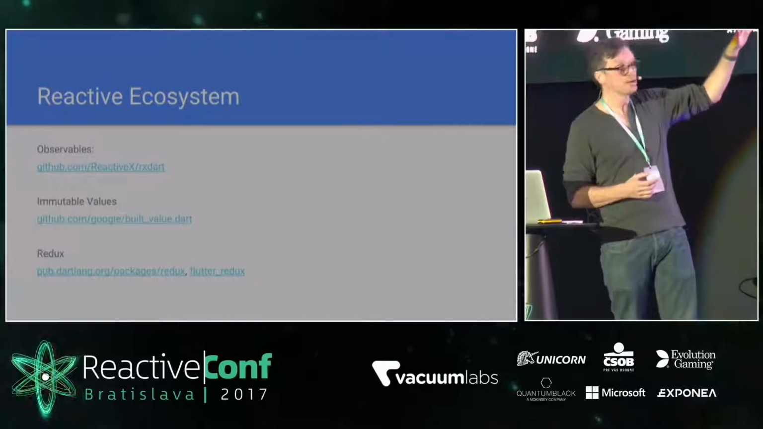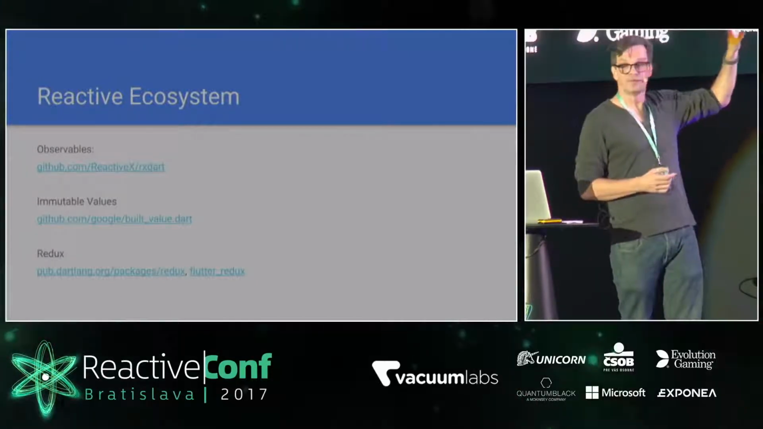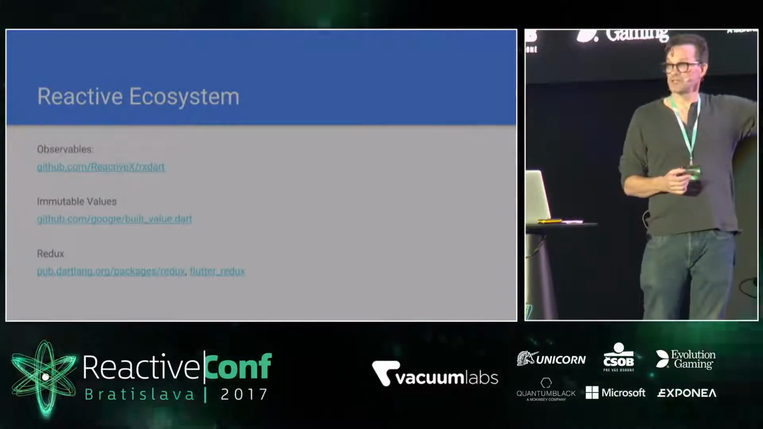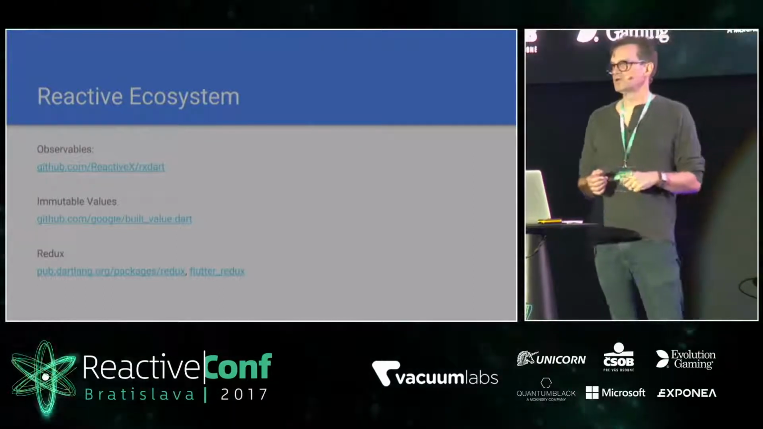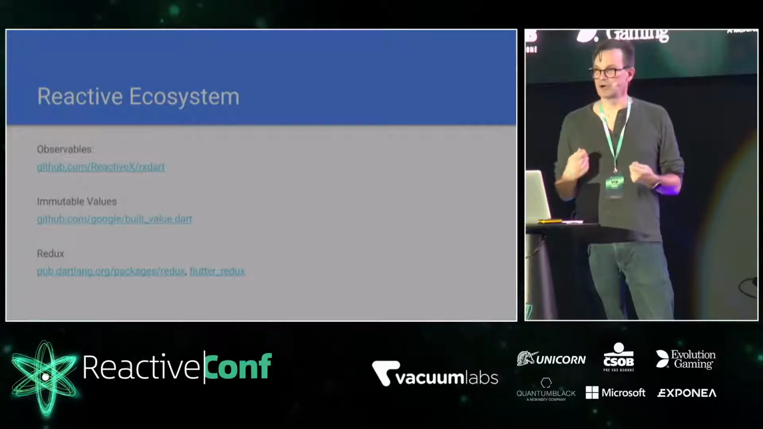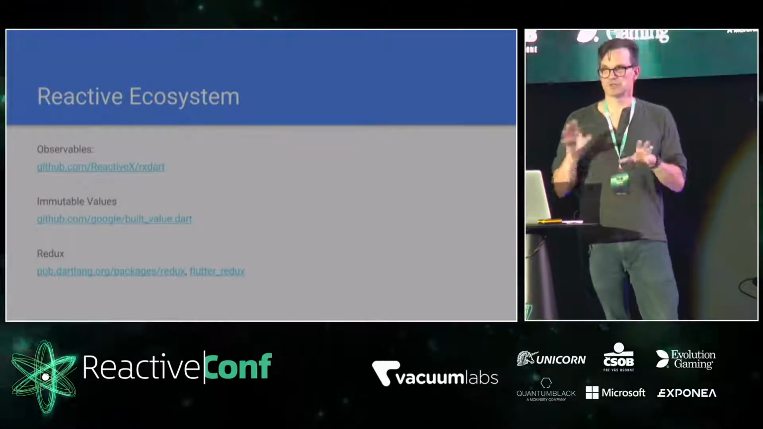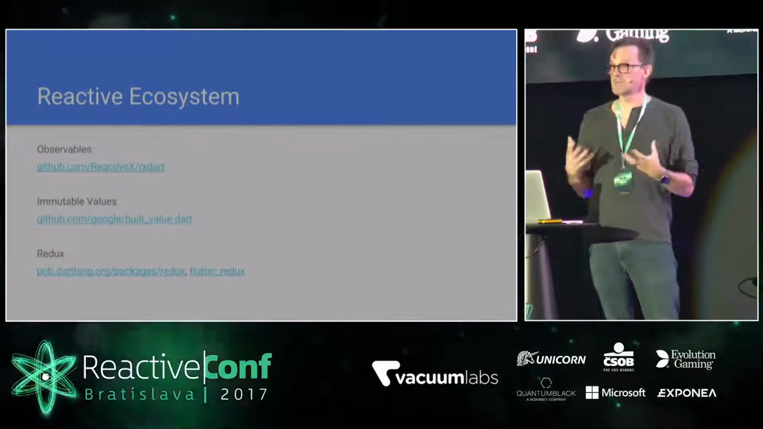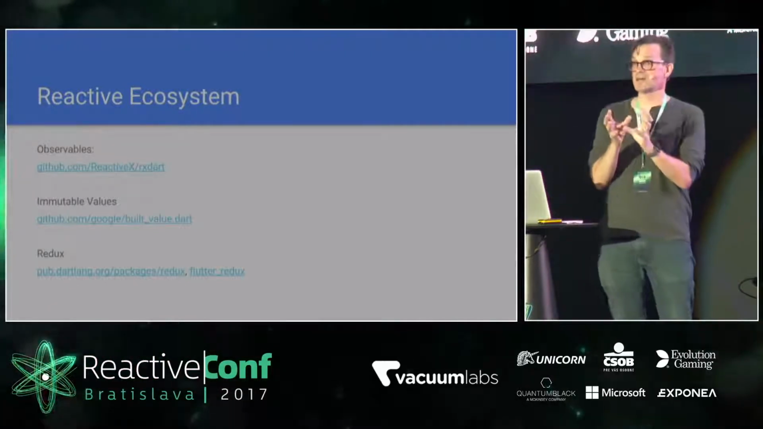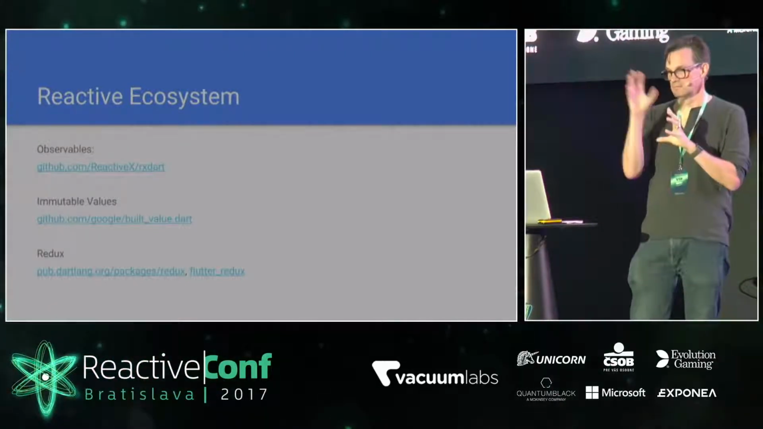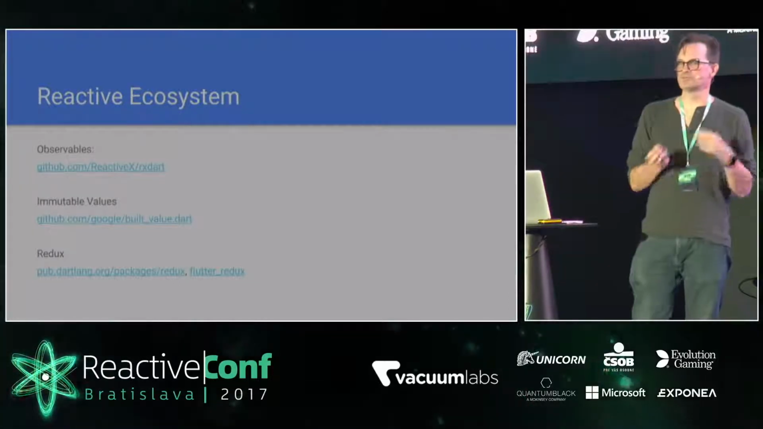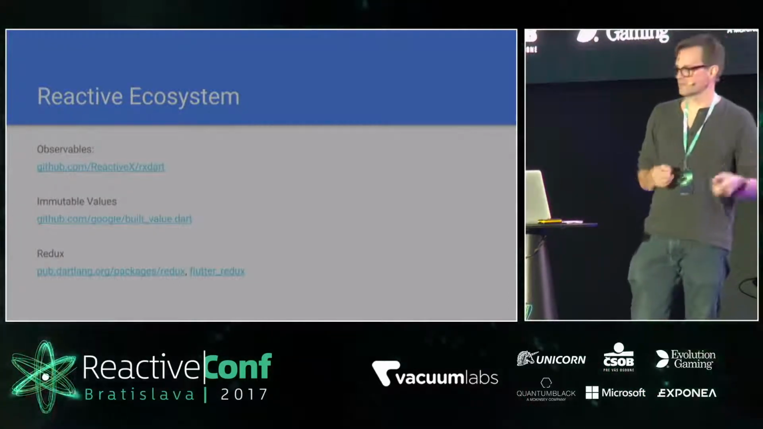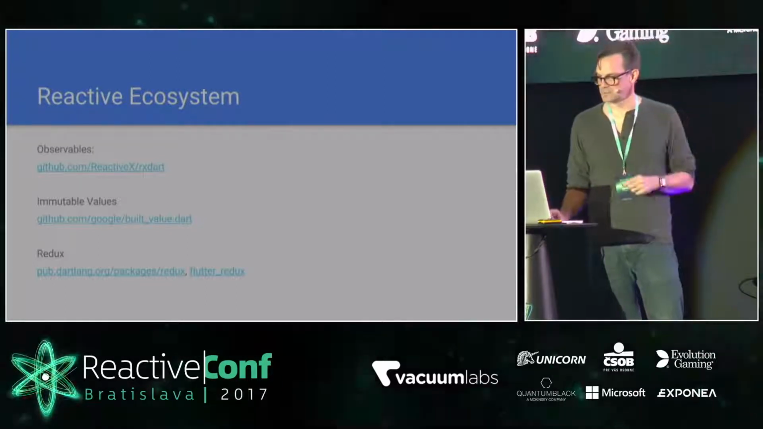There's the RX Dart library that you can use. If you're into immutable values, I encourage you to take a look at the built value library. That uses some really slick Dart code generation, which is a whole other topic. But it makes it very easy for you to define a complicated structure of immutable objects and then efficiently produce new versions of that based on your desired mutations.